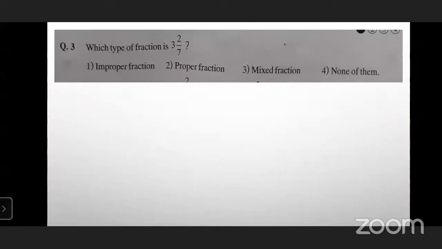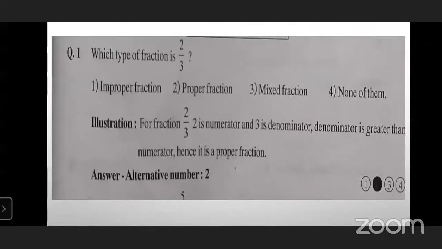Now, which type of fraction is 3 and 2 upon 7? Mixed fraction. Okay, very good, because it consists of a whole number and a proper fraction. Very good. So here the answer is given.